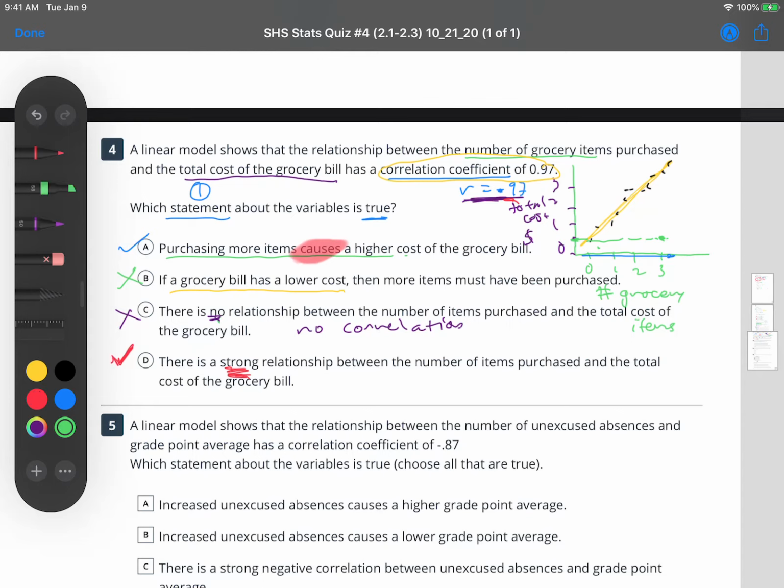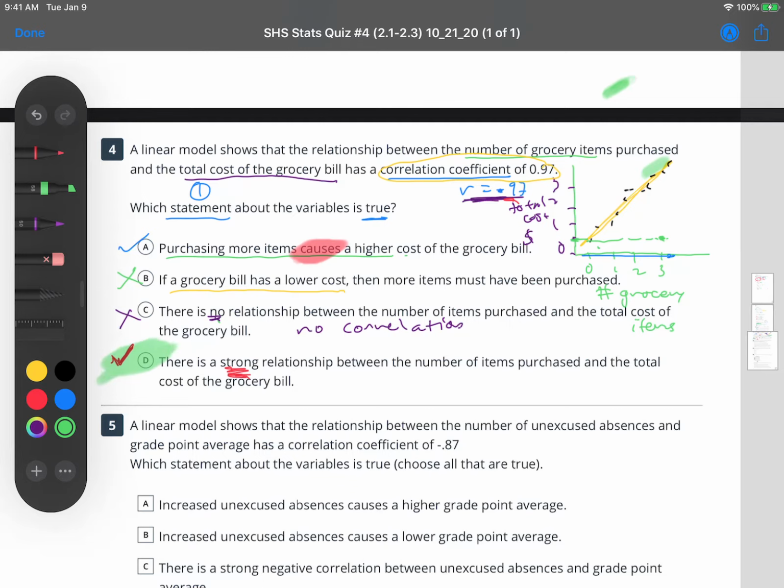The other example, we talked about how you can buy like a bunch of items and cost less. That's hard. Or let's just say you buy one item, maybe you buy something really expensive like wine or some imported cheese from a foreign country and it costs a lot, but you only have one item. That would go against your linear relationship. So the correct answer is going to be D.